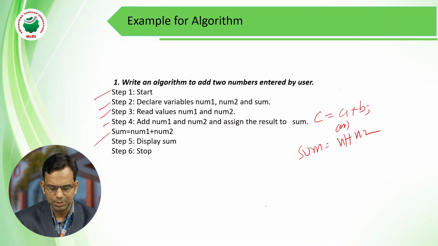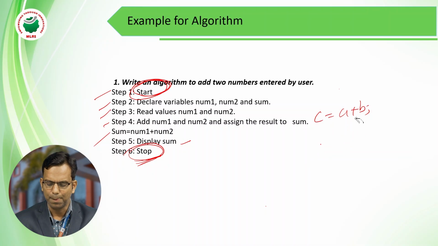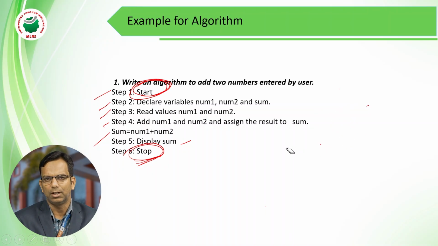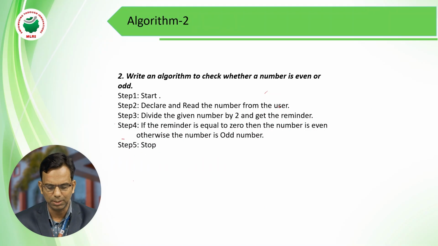So step 4 gives the sum, step 5 displays the result or displays the sum, and the last step is stop. In the starting step I have given start, and in the last step we have given stop. Start and stop are the basic notation structure of that specific algorithm. So our algorithm is written with start and stop in the first and last step. This was the example for that algorithm.